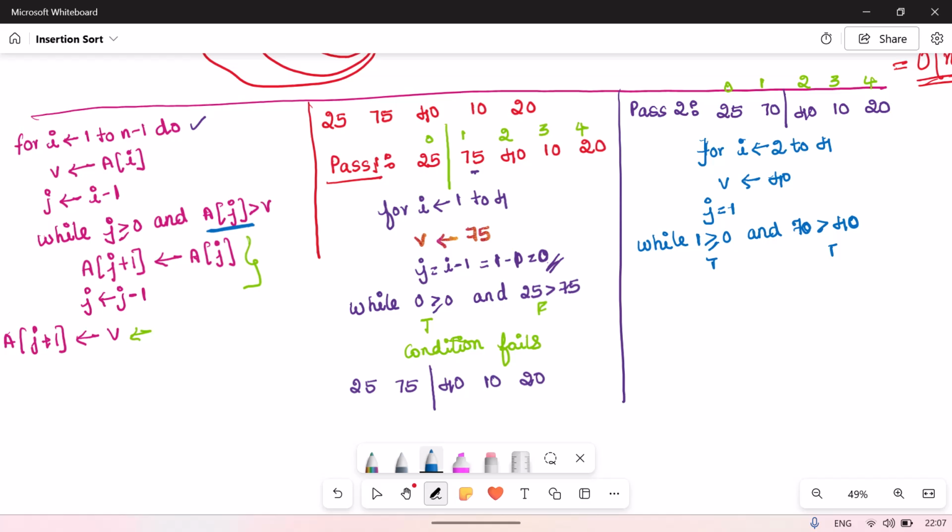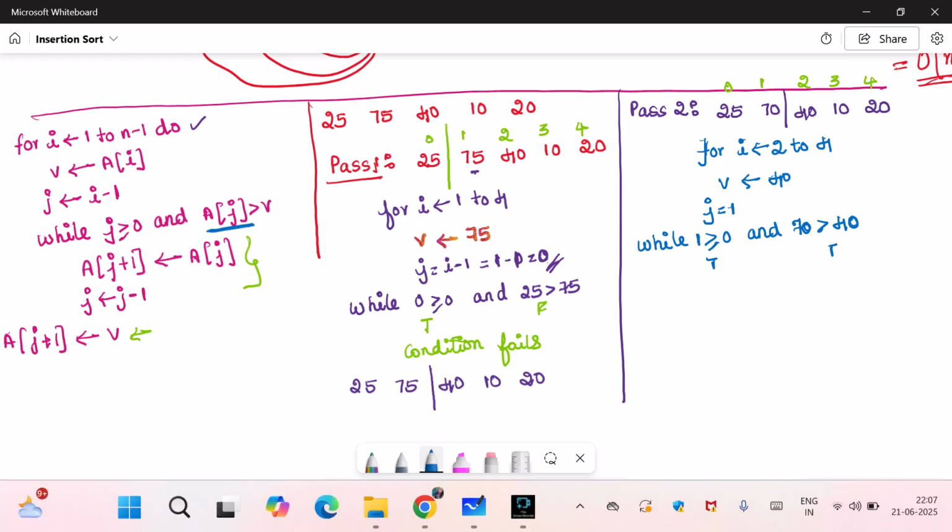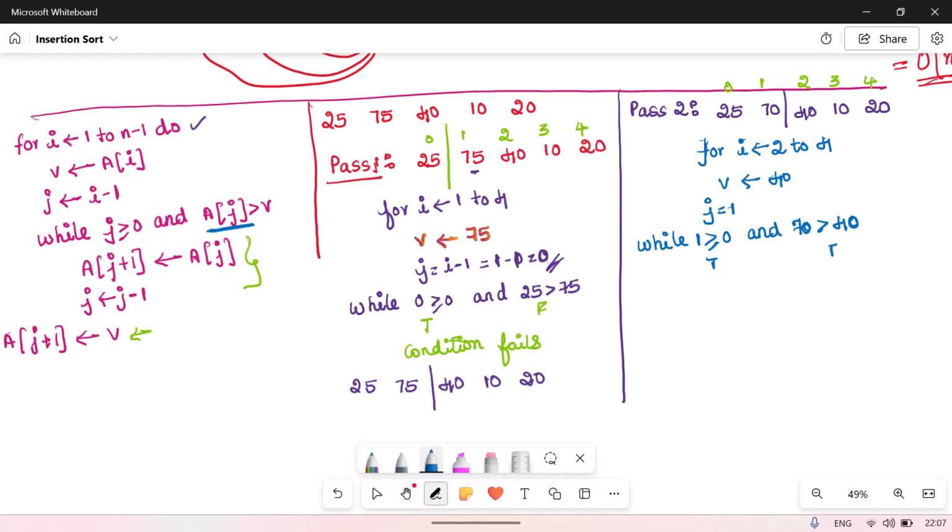What is in the body of the loop? a of j will be assigned to a of j plus 1. So remember, j is 1. Now a of j plus 1, so a of 2 will get the value 70. Correct? After that, what do you do? j is equal to j minus 1. j is right now 1, so now if I decrease, it becomes 0. Again, the loop will execute the same.